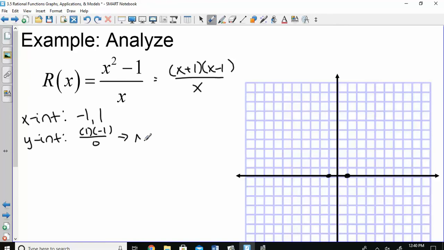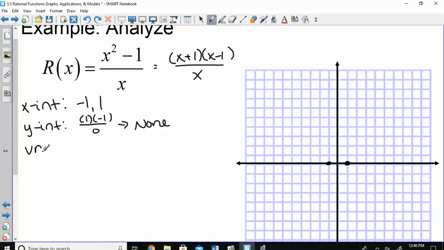Can you divide by 0? So that means there is none. This one will never hit the y-intercept, never hit the y-axis, because we get 0 on the bottom. Vertical asymptote. X equals whatever makes the bottom 0.